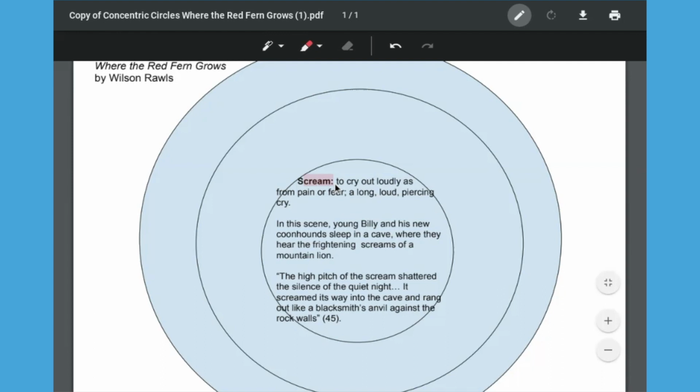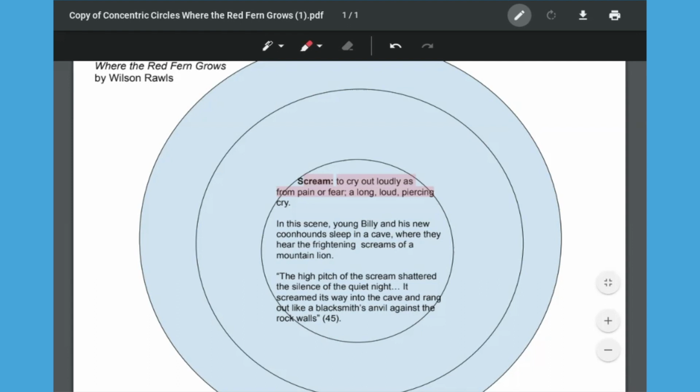And the next thing you do is write multiple dictionary definitions of the word. So at least 2, that's what I usually tell my students, at least put 2 dictionary definitions of the word. And then, of course, that's what this is here: to cry out loudly as from pain or fear, a long, loud, piercing cry. So that's the first step.